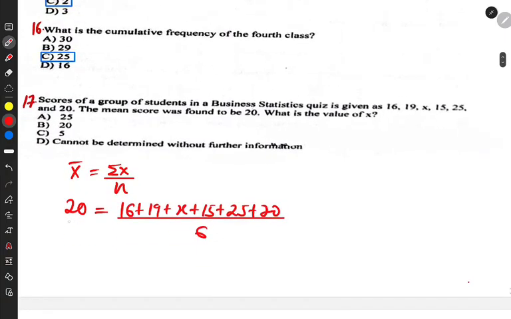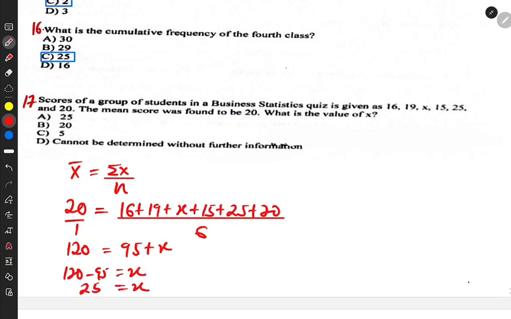So 6 means that for us to solve for X, we do our cross multiplication and we are good to go. So add the numbers 16, 19, 15, 25, and 20. Cross multiplication, 6 by 20 is supposed to get 120. And that should give you the total summation of the numbers, 95 plus X. You can cross-check. So we'll have 120 minus 95 equal to X, and we'll have 25 equal to X. So our X is equal to 25. That will give us option A, 25. So let's take note of that.